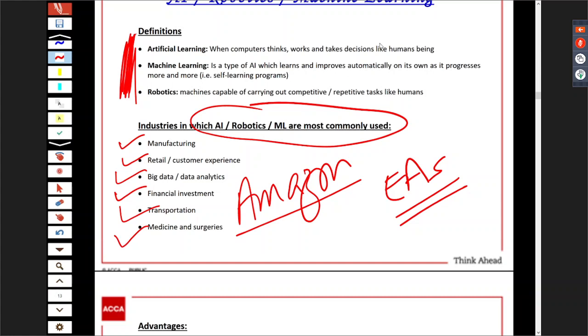Sophia is a girl robot. Interesting. Yeah, the name is Amazon Go. Yes, excellent. I forgot the name. All right. So now, move on.